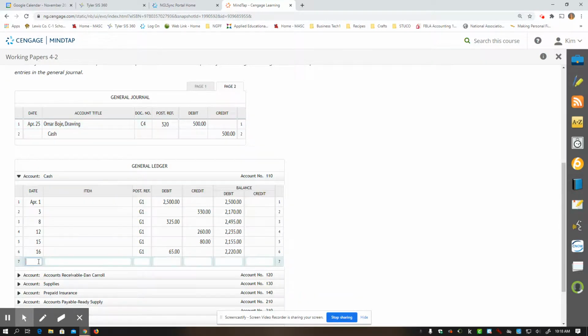Last entry is going to be cash on the 25th. G2, not G1, G2 this time. A credit for $500 means he's taking it away, right? A credit to cash. So take 2220 plus 500, and then press minus, 1720.